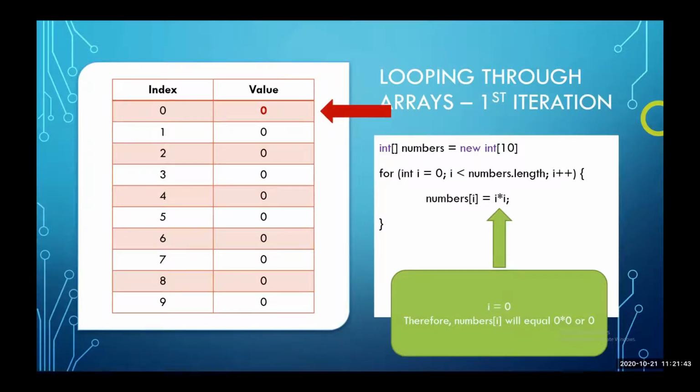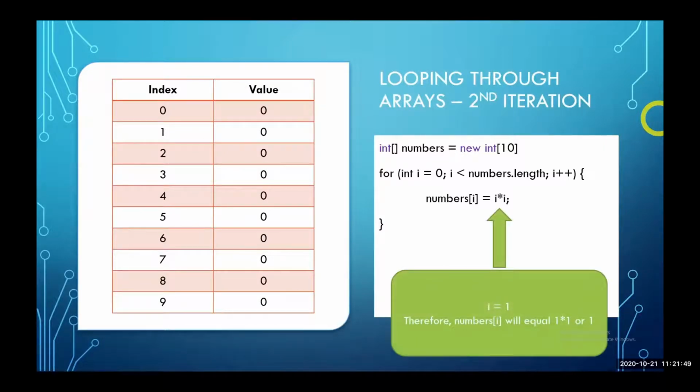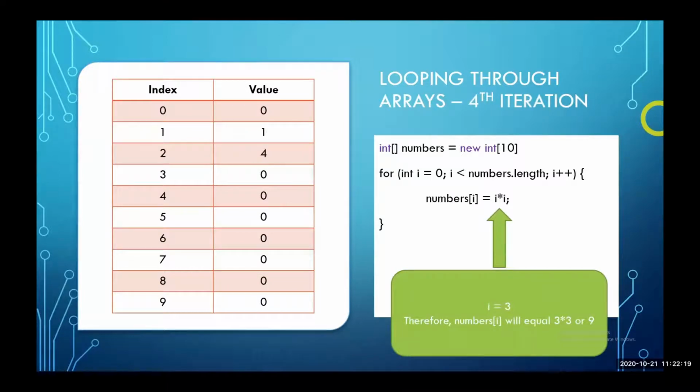Bam. Our second iteration. Again, i equals 1 now. Therefore, numbers at index 1 will equal 1 times 1, or 1. Our third iteration, i now equals 2. Therefore, numbers at i, or 2, will equal 2 times 2, or 4. And there you go. This process would keep going. So our fourth iteration, now i equals 3. Therefore, numbers at index 3 will equal 9.